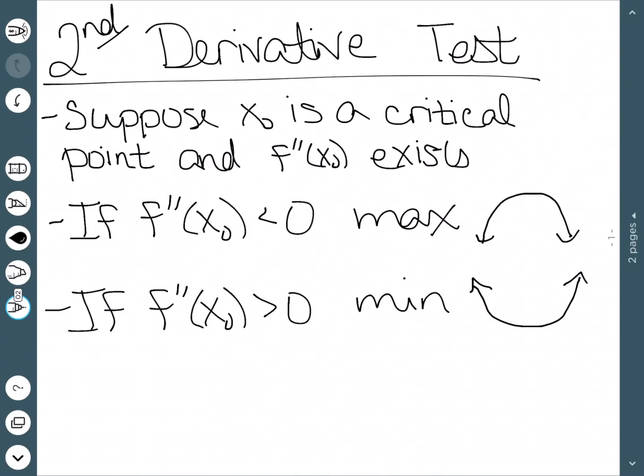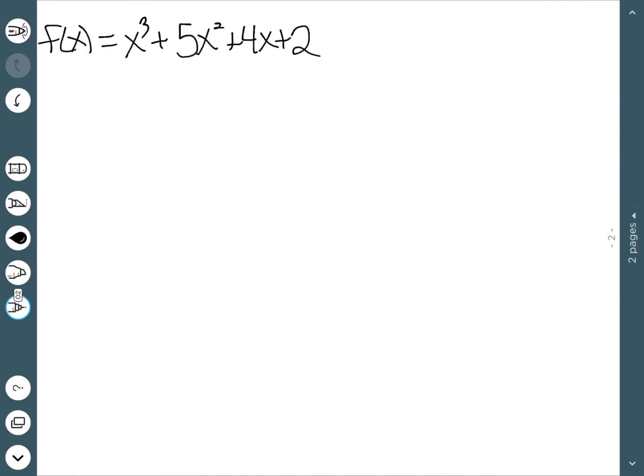Let's do some examples. Here I have my function, x cubed plus 5x squared plus 4x plus 2. We start with the derivative. That's 3x squared plus 10x plus 4. This is not going to factor nicely, so we're going to need to use our quadratic formula.